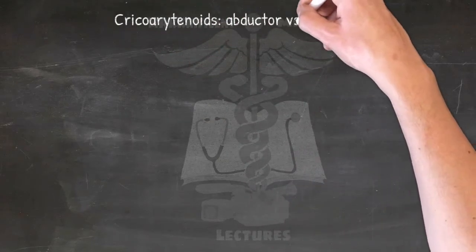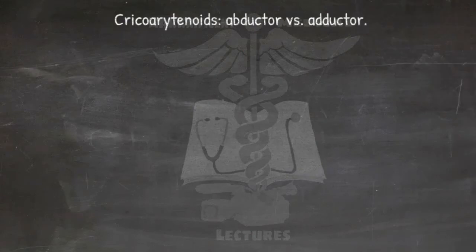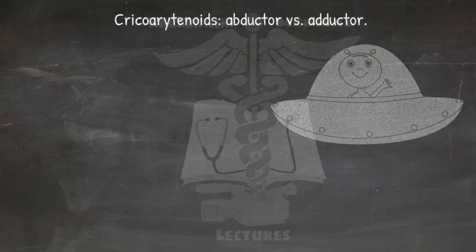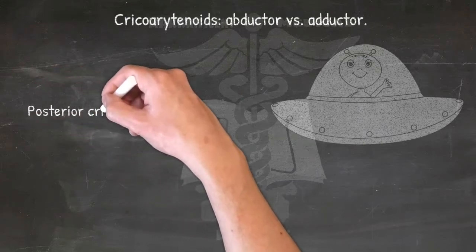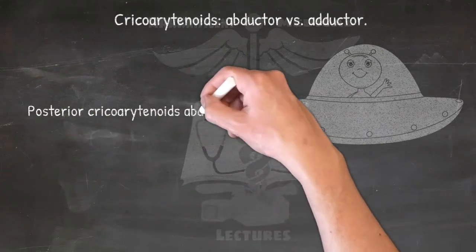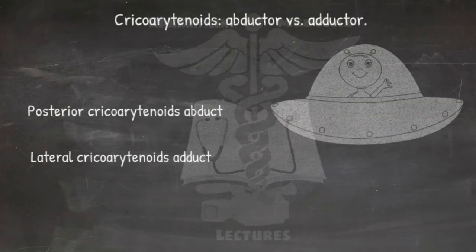Cricoarytenoids, abductor versus adductor. When aliens abduct you, they probe you. Posterior cricoarytenoids abduct, while lateral therefore is adduct by default.